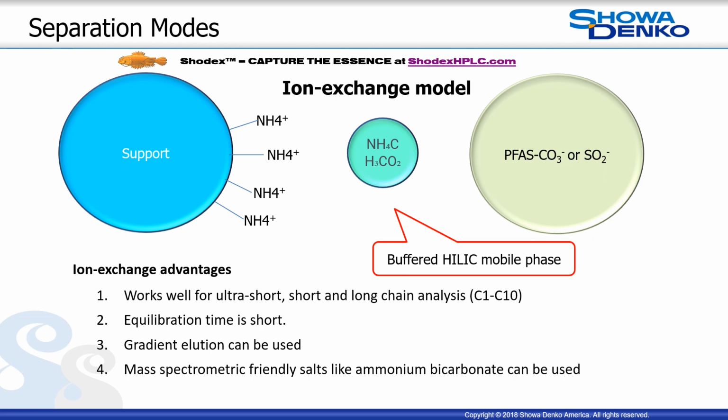Multimodal analysis is proposed as an alternative to ion pairing for a few reasons. It works well, especially for ultra-short, short, and long chain analysis. This includes the C1 to C10 compounds. Equilibration time is short. Gradient elution can be used. The use of mass spectrometric friendly salts like ammonium bicarbonate can be used to easily control elution and peak resolution.